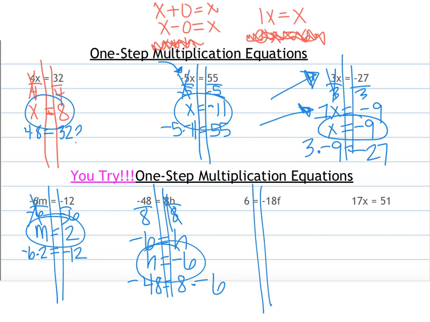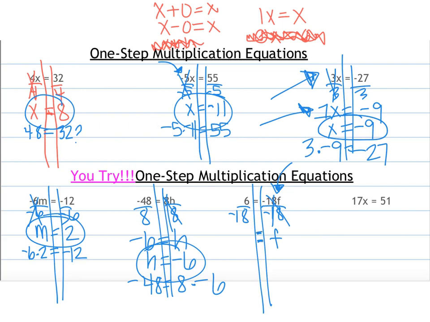6 equals negative 18f. So divide both sides by negative 18 because negative 18 is attached to f. Even though we're thinking, no, we divide it by 6 because that's the smaller number. Whatever number is attached to f, that's what we divide it by. That cancels out, makes it a 1, so we're just left with f.